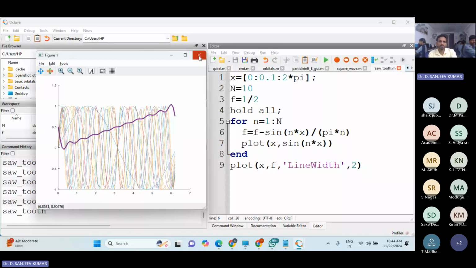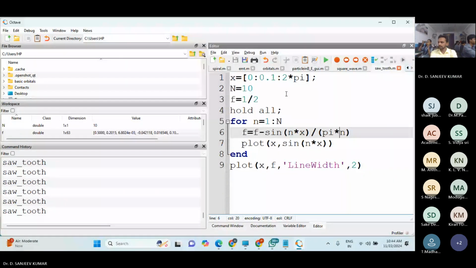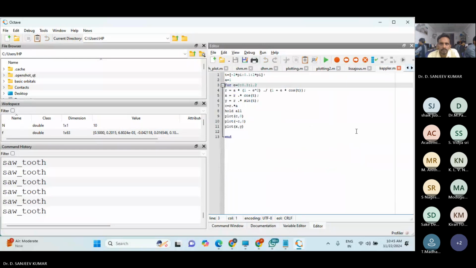So after this, we'll go to Kepler laws. So we'll try to plot the shapes of the orbits. Kepler problem.